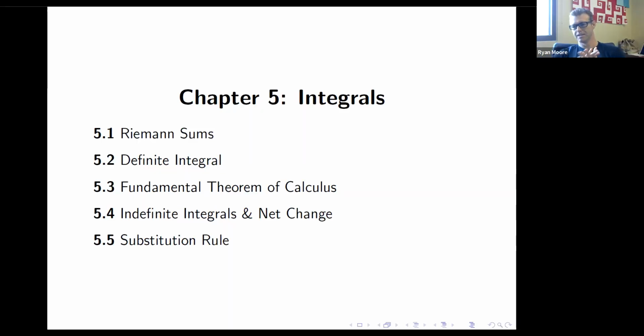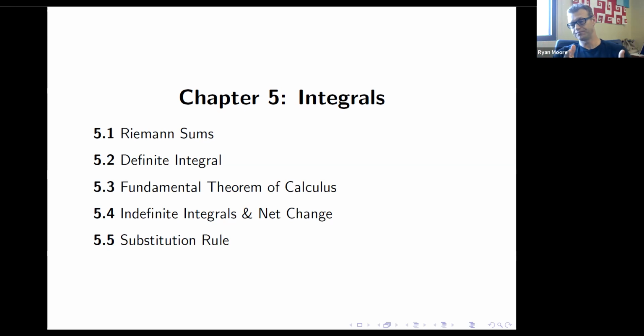Hey everybody, 5.4. Let's check it out. Now that we know the fundamental theorem of calculus, the world is our oyster. Okay, so let's check out indefinite integrals and net change.